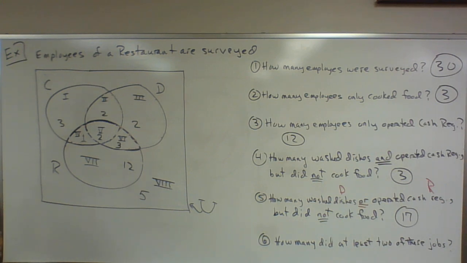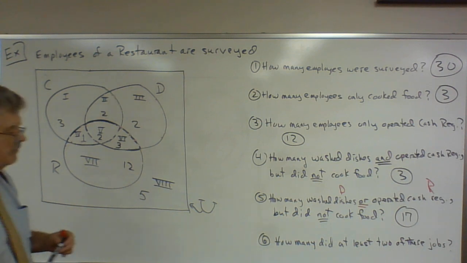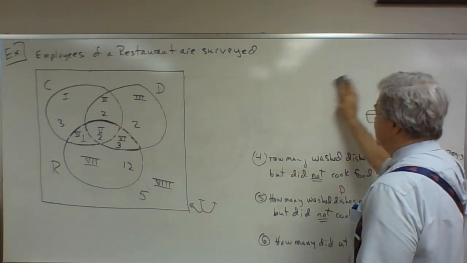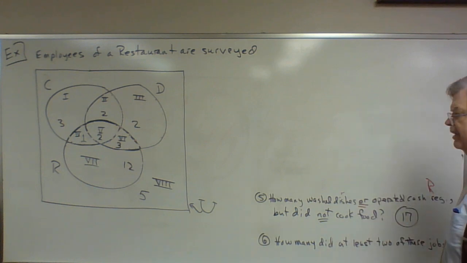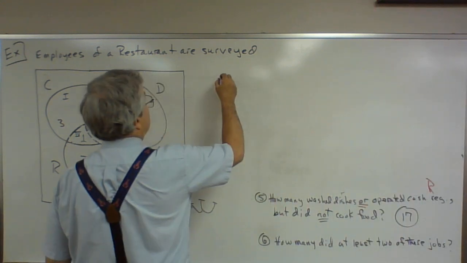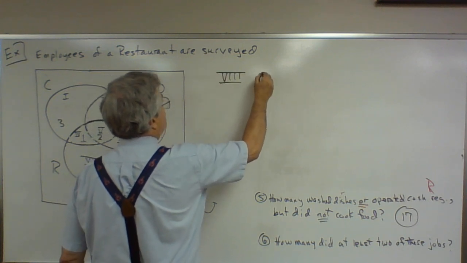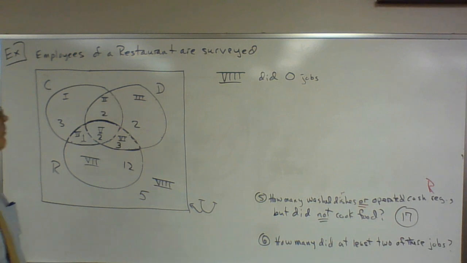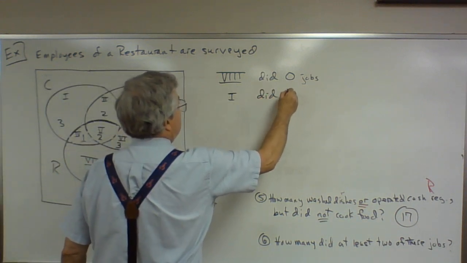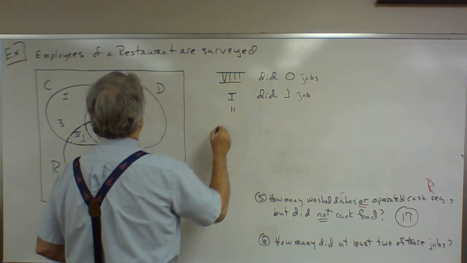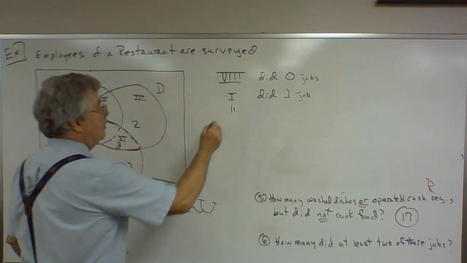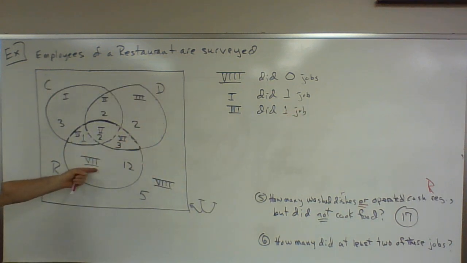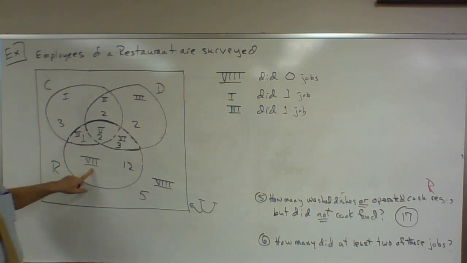Okay, I see what's going on here now. And you know what? I'm going to erase some of my previous answers to give me a little bit more room to work. Region 8, they didn't do any of those jobs. Region 1 did 1 job. Region 3 only wash dishes. They did 1 job. Region 7 only did the cash register. They only did 1 job.